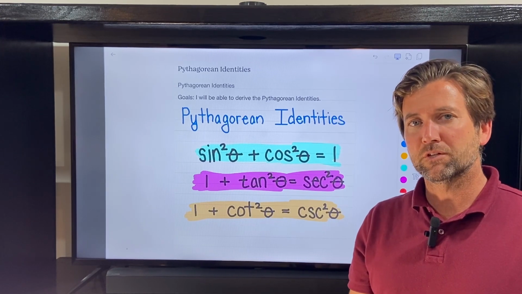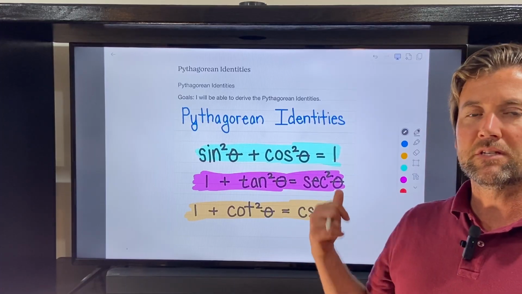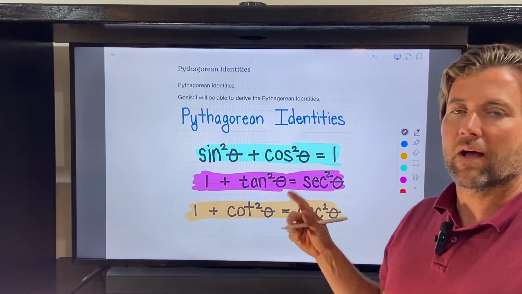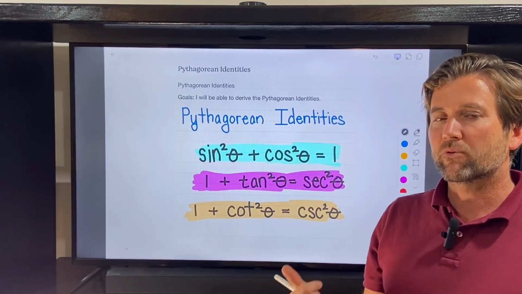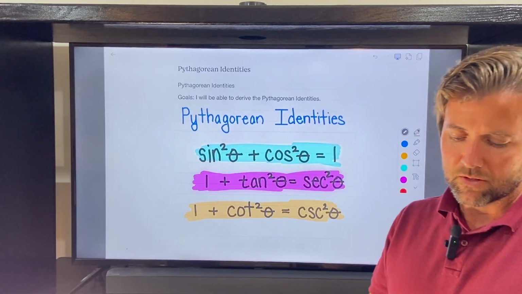Hi, the purpose of this video is to show you how to derive these Pythagorean identities. So you might be using these in your class and your teacher has you memorize these. In case you want to know how we get these, so you don't have to memorize them, let me show you how. These are your three Pythagorean identities.